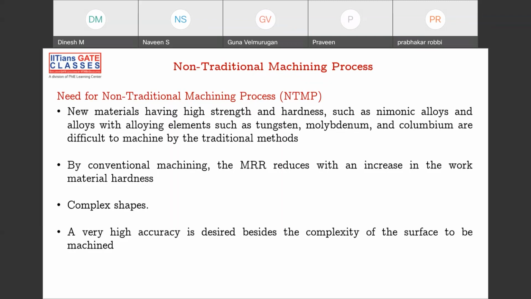And also, as there is no physical contact between workpiece and tool, consider the criterion that traditional machining processes have. What is that? Your tool should be harder than the workpiece. And here, there is no requirement that your tool should be harder. Your tool can be as soft as possible compared to the workpiece, but yet you can use the tool to machine the workpiece. Is it okay, guys? Fine. Now, let me go through these things.